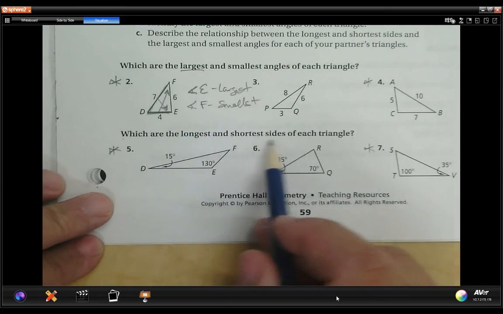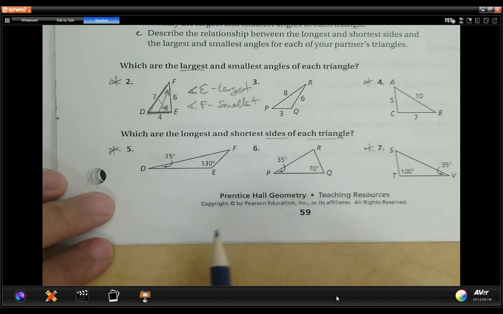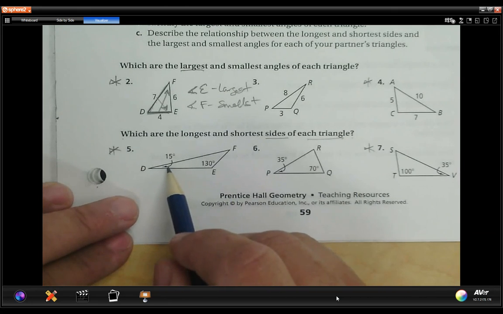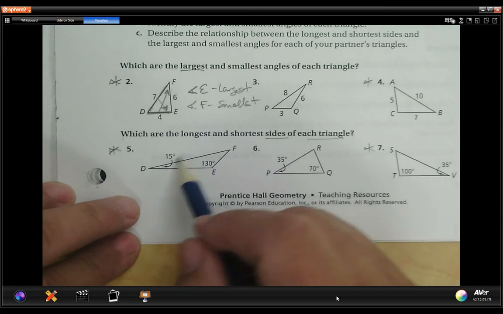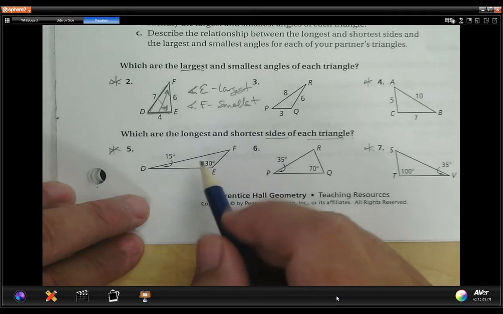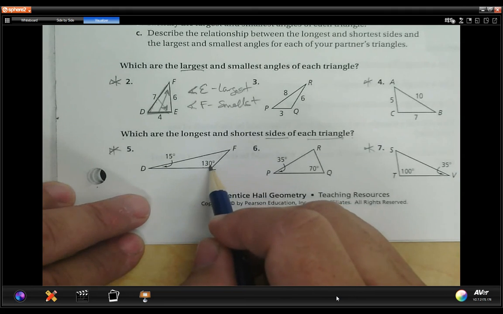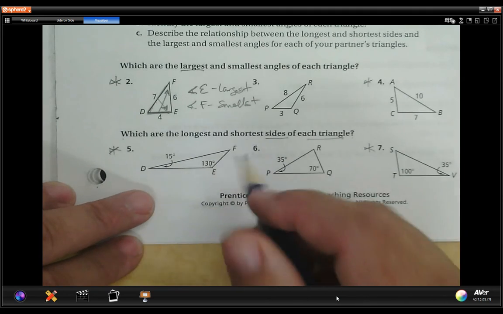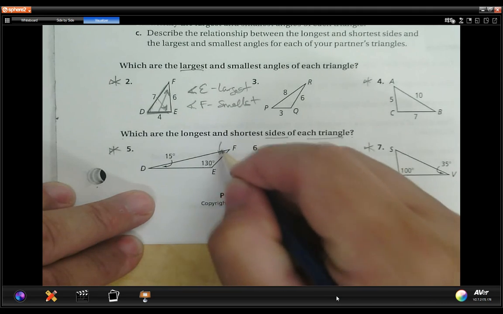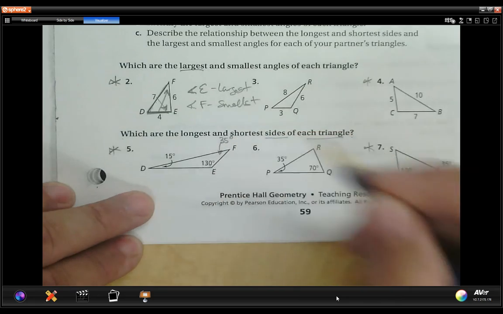It says, what are the longest and shortest sides of the triangle? So again, I'm just looking at this, and I'm only given 2 angles. Well, I got to figure out what this other angle is, okay? So the first thing I have to do is I know it all has to add up to 180. So if I've got 180 minus 130, that equals 50. 50 minus 15 means that this little angle right here has to be 35 degrees.